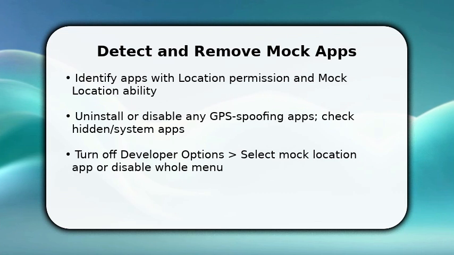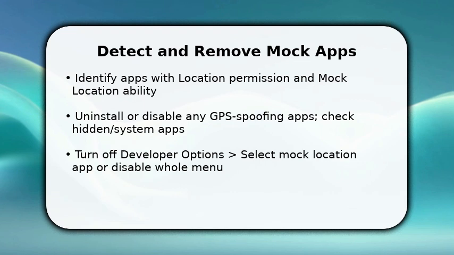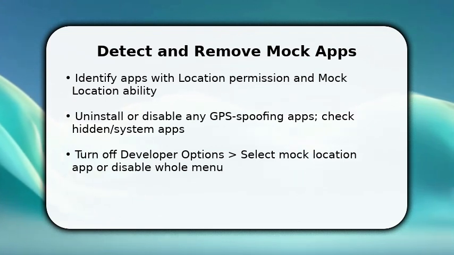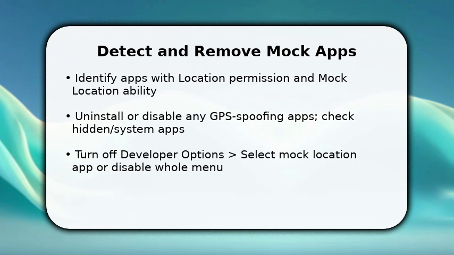Next, uninstall any GPS spoofing app you find. If an app is system level, note its package name for later. Make sure to reboot after uninstalling, so the OS can drop any active spoofing processes and reload real location services.